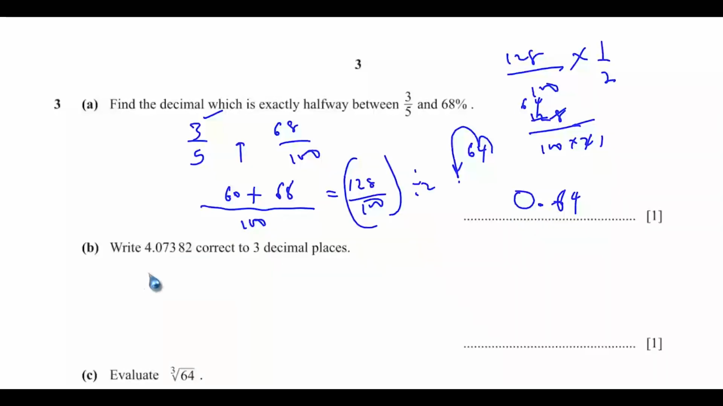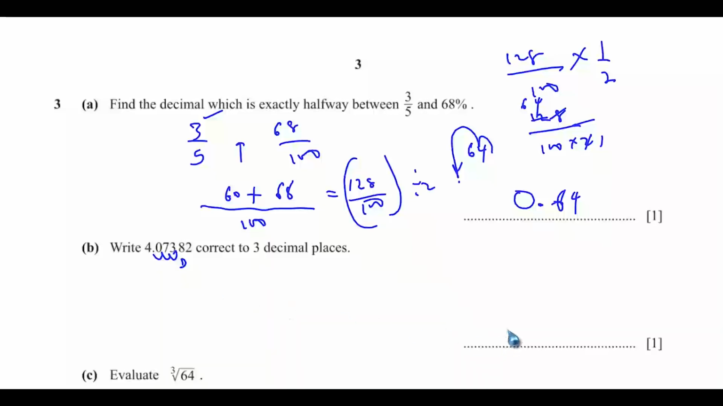Then part B, write 4.07382 correct to 3 decimal places. So starting from here, you have 1, 2, and 3. So the decider is 8. So it tells you to round up and it becomes 1.